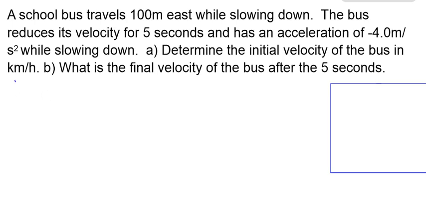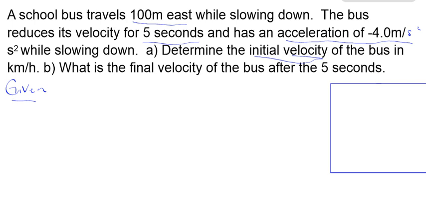So, as always, write down the information you're given. It travels 100 meters east. It reduces its velocity for 5 seconds. The acceleration is negative 4 meters per second squared. Now I went to the other line, so I'm just going to write it in there so I have it. And we want to find the initial velocity. So let's do part A first.